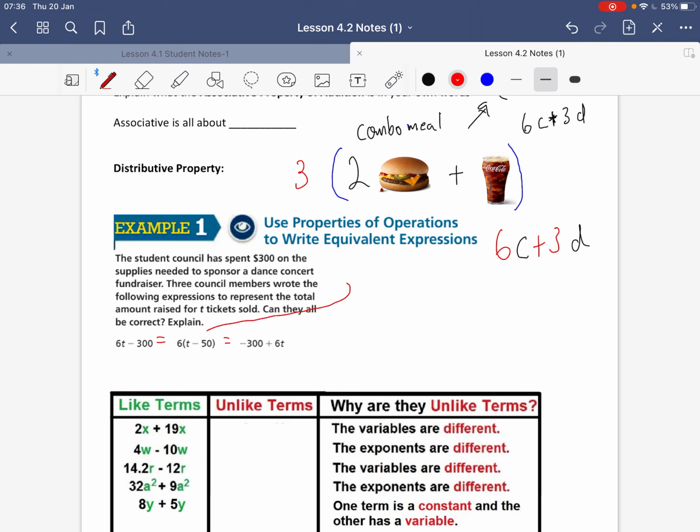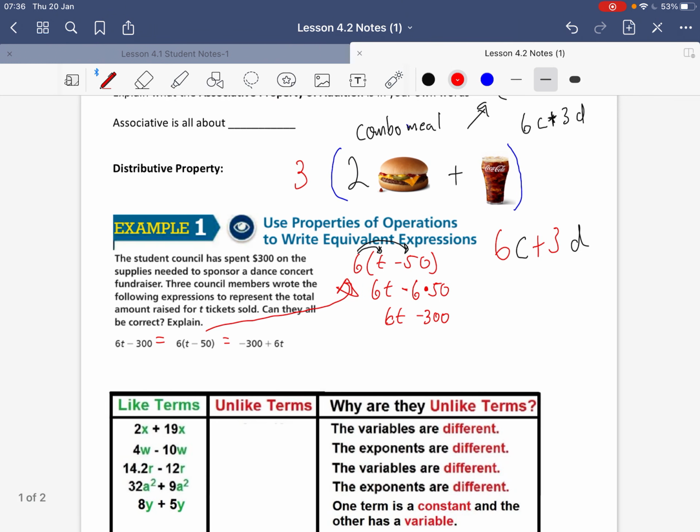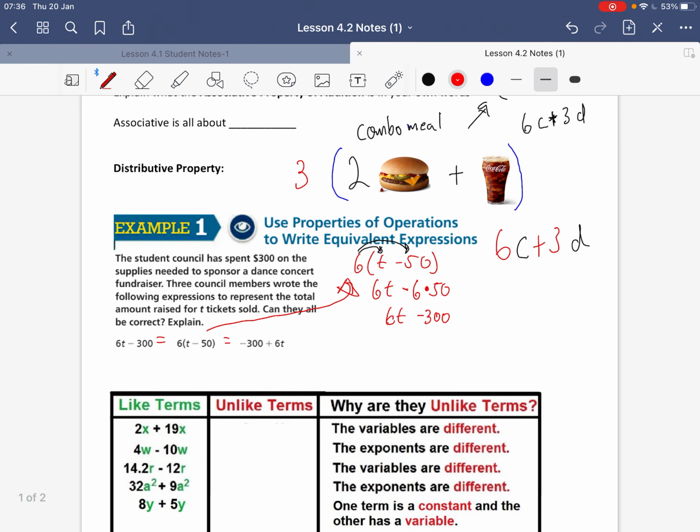So I'm going to rewrite this one over here. We would have 6(t minus 50). What we'll do is distribute. If we have the parentheses, we distribute that in. So we would have 6t minus 6 times 50, which is 6t minus 300. So these are the same, right? That's the same thing. What about the last one?